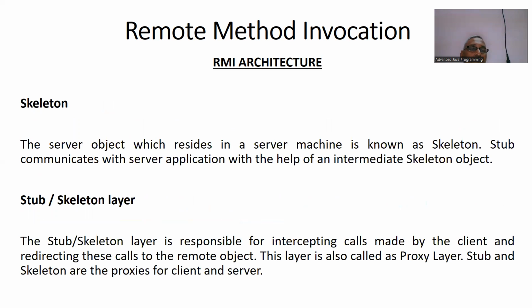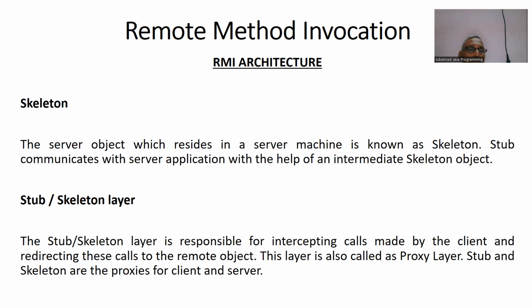For example, it initiates a connection with the remote JVM, writes and transmits parameters to the remote JVM, waits for the result, reads the return result, and passes the received result to the caller. Next one, skeleton. The server object which resides in a server machine is known as skeleton.